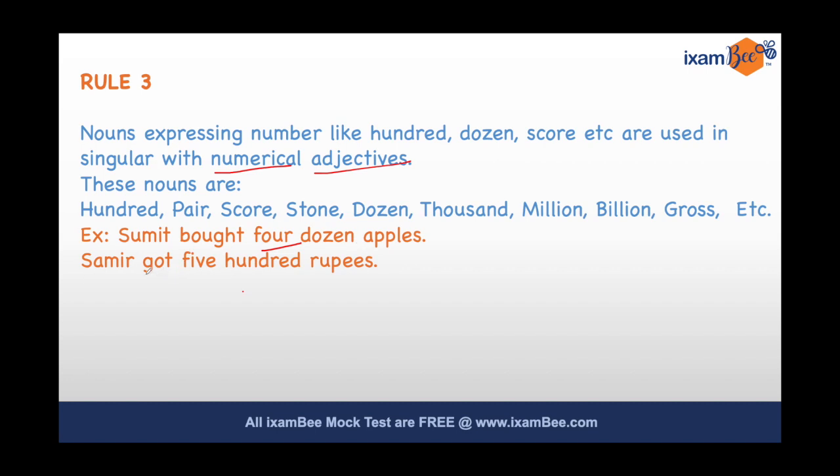Same with the next sentence. Samir got 500 rupees. Hundreds is incorrect. So it's going to be 500 rupees. The same rule follows when you're using words like pair, thousand, million, billion, etc.